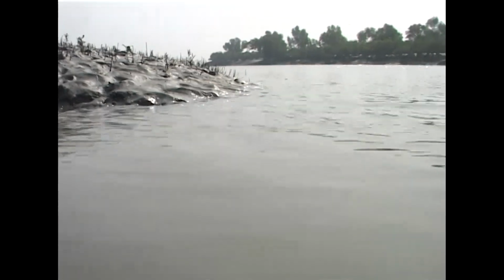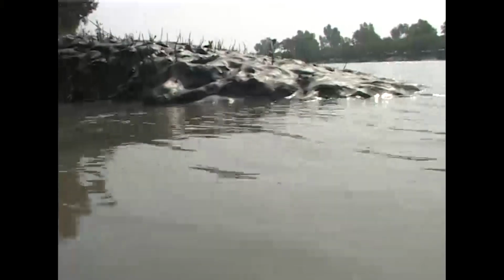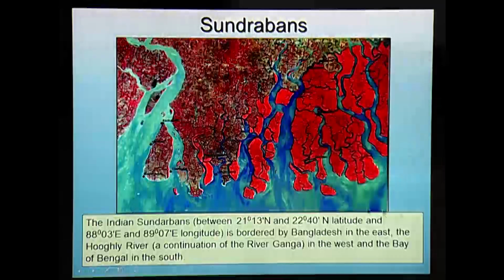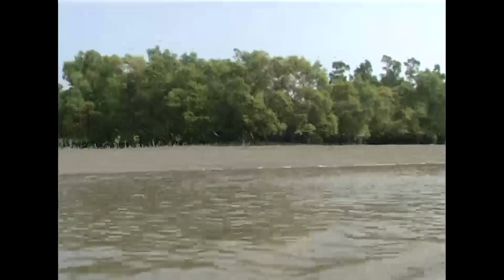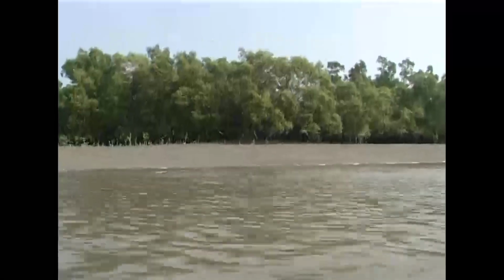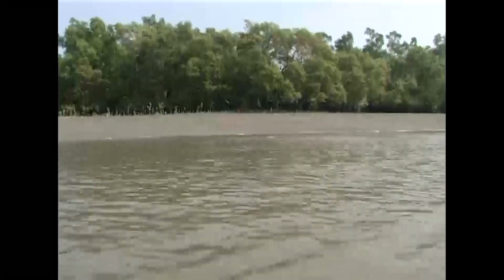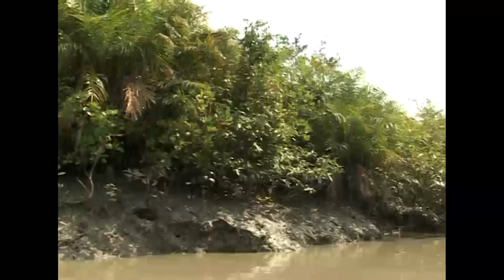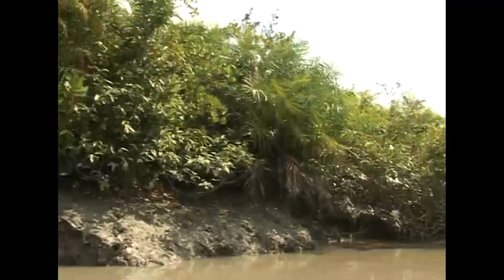The Sundarbans is one of the largest deltas of the world. Over here, we have the Bay of Bengal in the south, the river Hooghly to the west, and Bangladesh in the east. The fresh water from the river comes and mixes with the saline water of the sea, thus creating a unique environment and thus diversity in the Sundarban ecosystem.